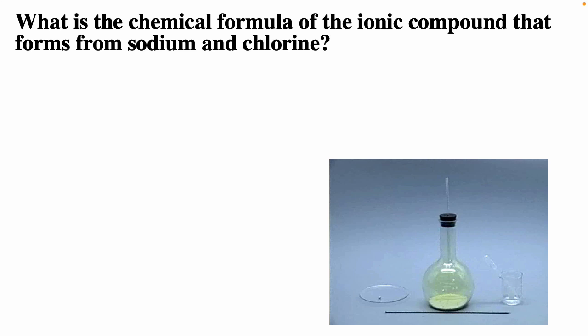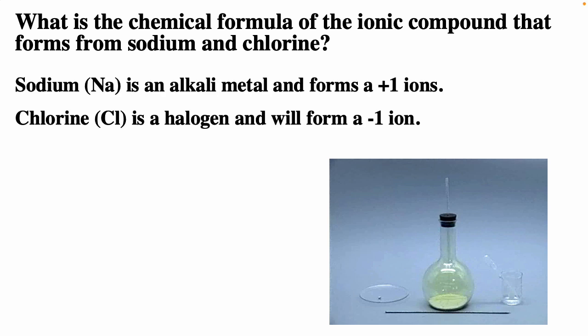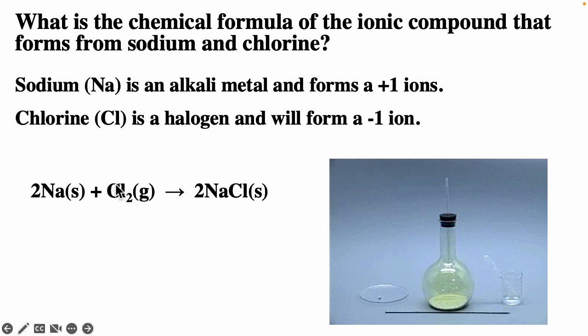So how about sodium and chlorine? Sodium is an alkali metal, forms a +1 ion, chlorine a halogen, -1. And so we'll need a ratio of 1:1 for the sodium ions and chloride ions. And now again, chlorine gas is Cl2, so we'll have to put a 2 here. And if we put a 2 there, we have to put a 2 there.